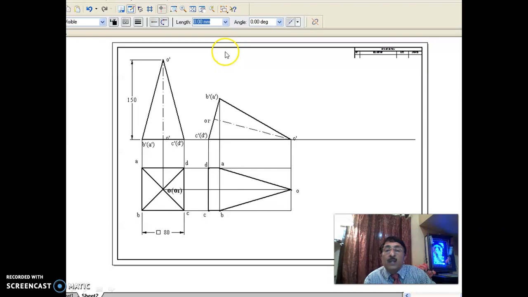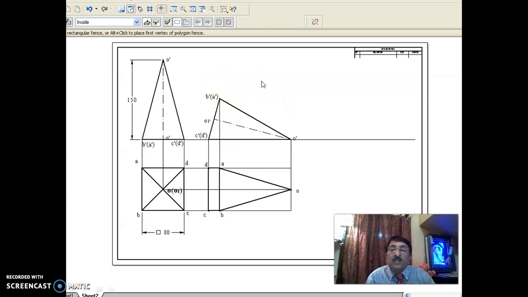Step 2 says, compare apex with the base. If base is nearer, darken the base. If base is not seen, make the remaining edges dark dotted. But in this case, base is clearly exposed. Base is nearer than the apex. For an observer who is looking from here, base can be seen. As a result, we darken the base also.